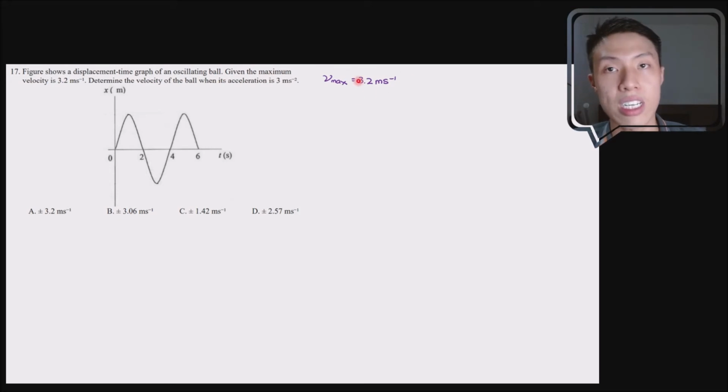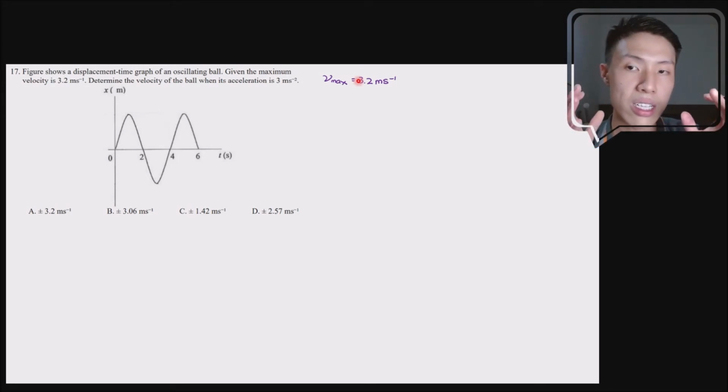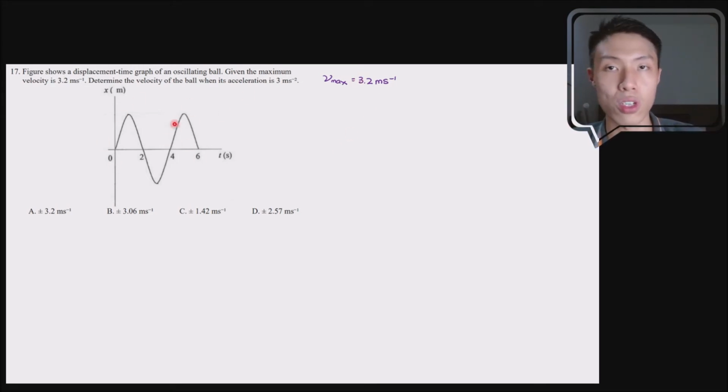The Vmax here is the property of this simple harmonic motion, because this is the fact for the simple harmonic motion over here. If you track the velocity with time, you find that the maximum is 3.2 meter per second. No matter whether you trace it at an earlier time or a later time, you find the same answer. But this acceleration of 3 meter per second square is focusing on a specific moment or a specific position. From the graph over here, you can actually obtain some information as well.